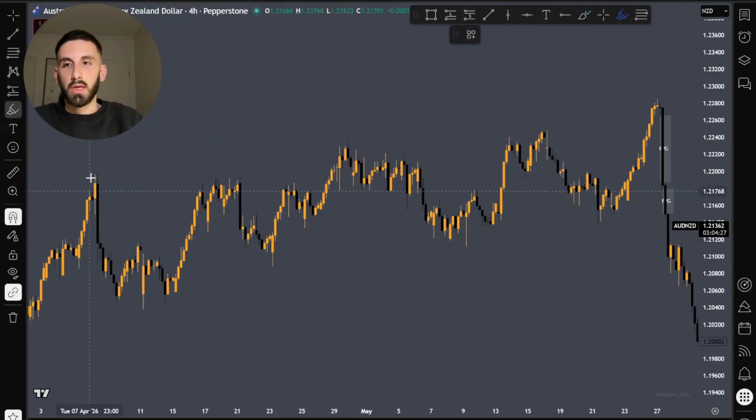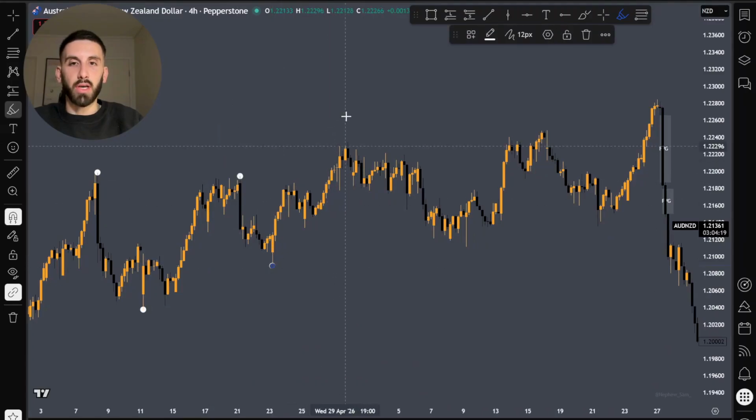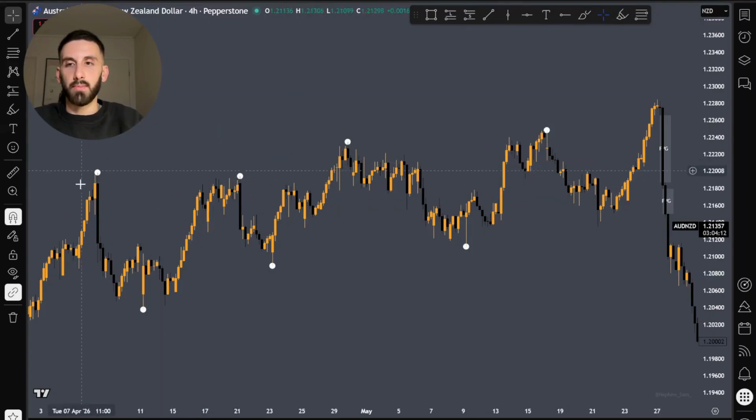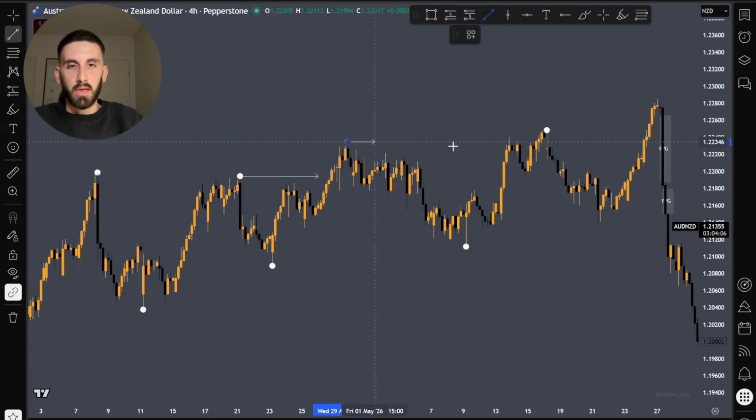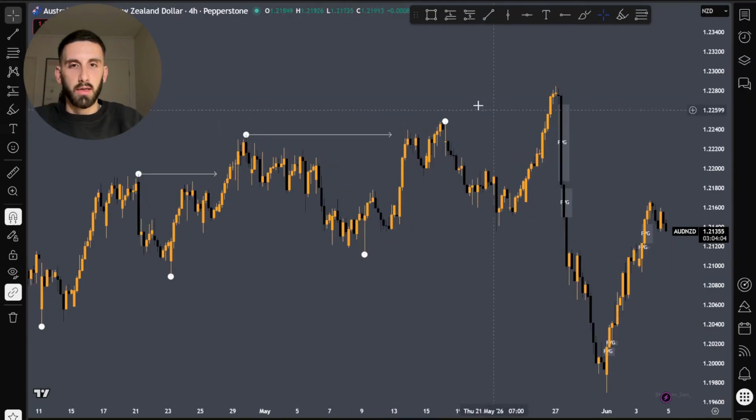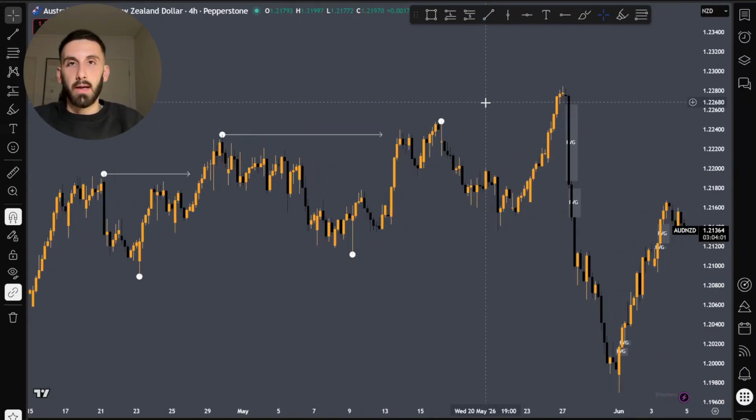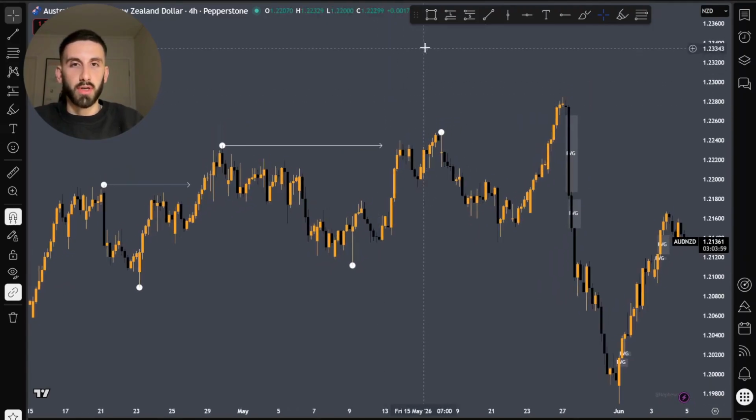So the next thing I do is mark out my structure, and then I determine where I can get a break of structure, so I can actually plan out my trades. From these points here, we have a break of structure here, and then we have a break of structure here. A little bit weaker than normal, but it's fine. The bullish trend is so obvious that I'm happy to do that. So this was my trade here. This is my price action here.